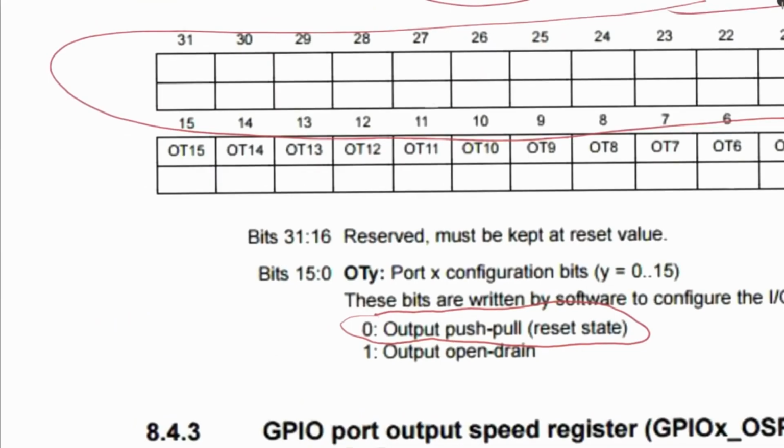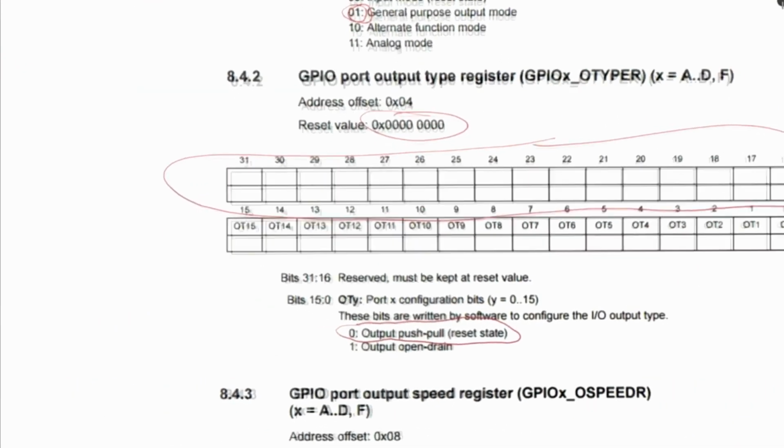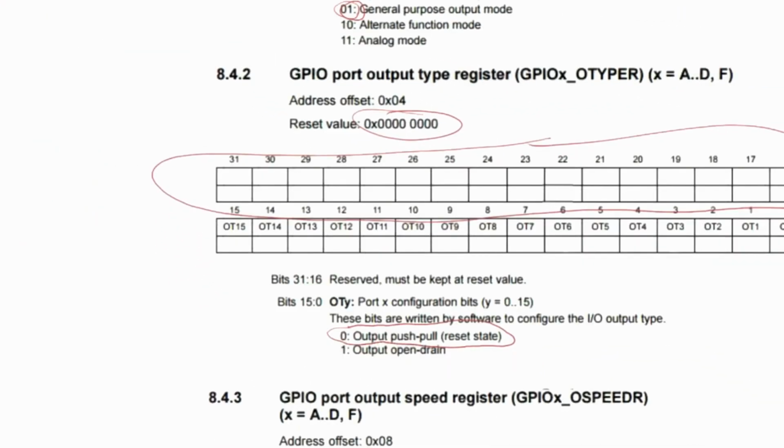So 12, in fact, this is going to be 0 all the way. So we're just going to put a 0 in this register. And we can just use the decimal notation for this. It doesn't really matter. Let's take a look at the speed register.